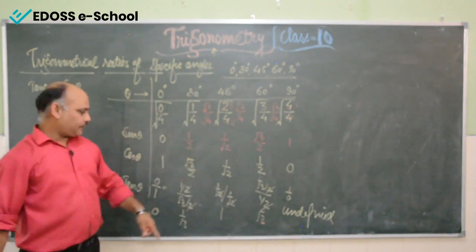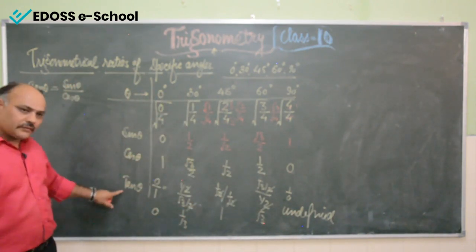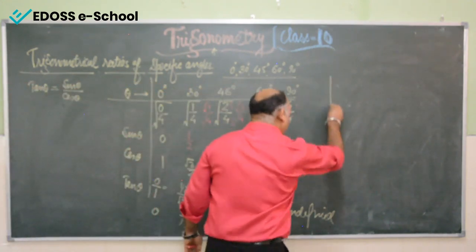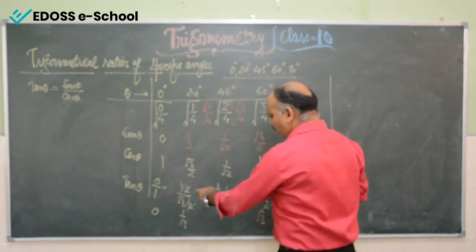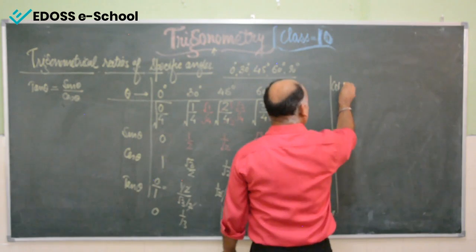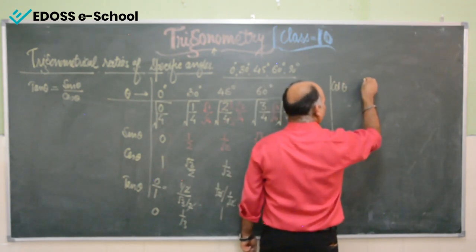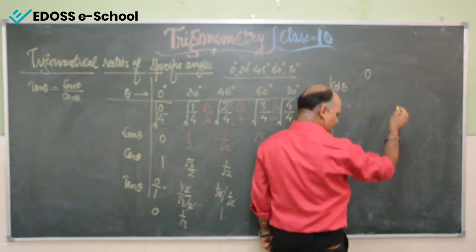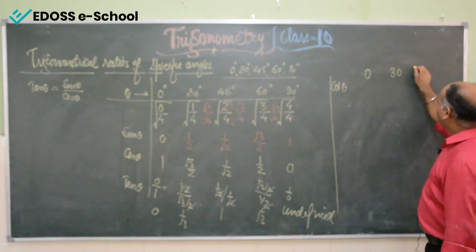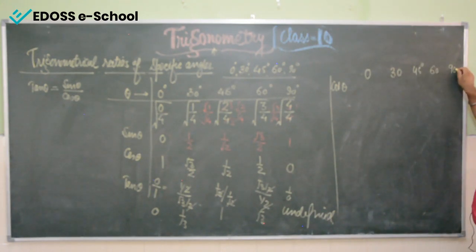Undefined. This is the undefined. Now, with the help of sine only, I have derived cos, I have derived tan. In the case of the next two, suppose I have to derive cot. Then cot will be the reciprocal of this one. Suppose this is cot theta, then this will be 0 degree, here it will be 30, here it will be 45, here it will be 60, and last that will be equal to 90 degree.